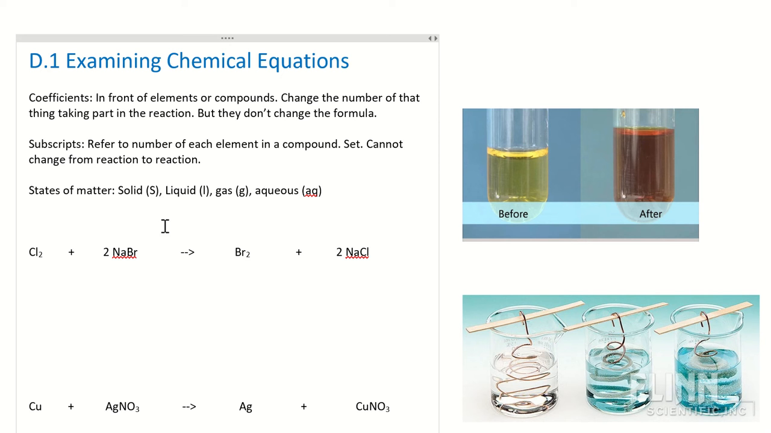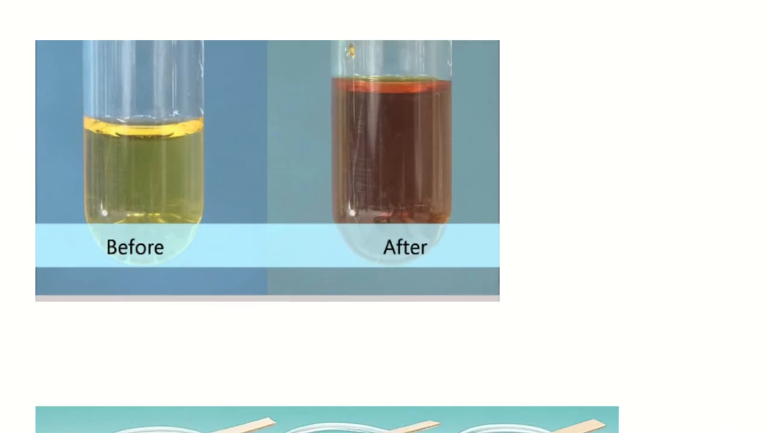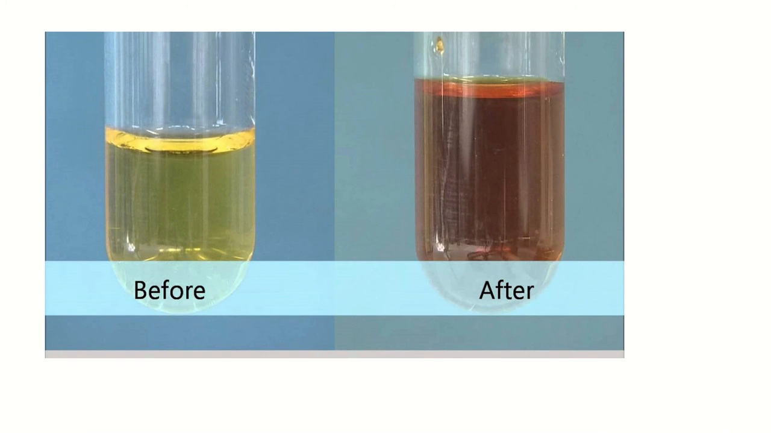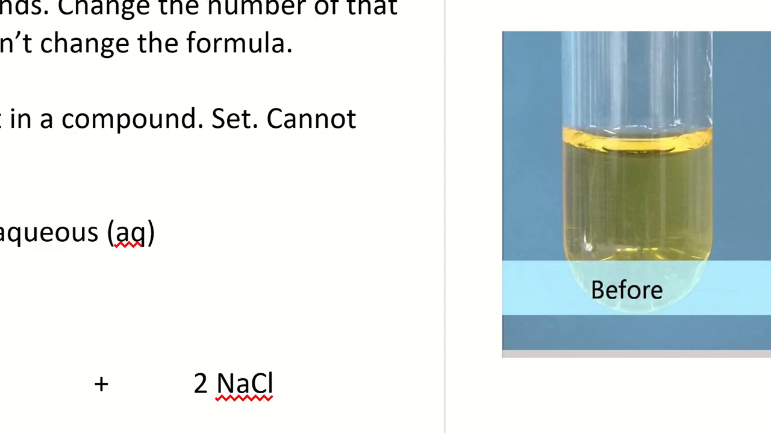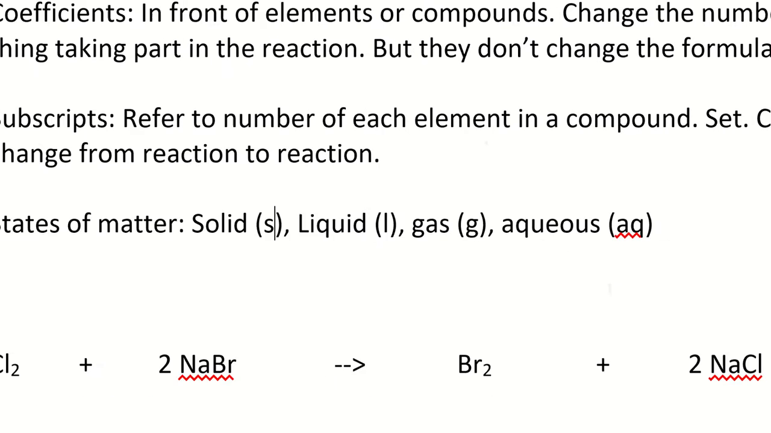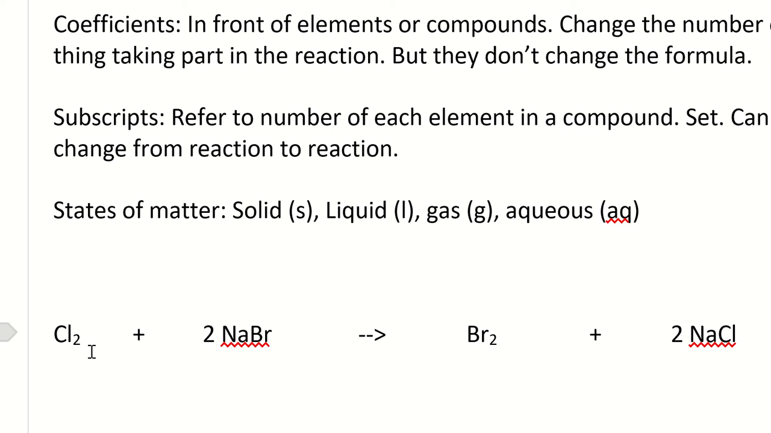So we want to denote the state of matter. We want to denote the number of atoms in a compound with the subscripts. We want to denote the number of things taking place in a reaction with coefficients. So let's look at a reaction. Here's our first reaction. We have a liquid that starts off yellow and ends up brown. This reaction is actually this right here. Chlorine reacting with sodium bromide to make bromine and sodium chloride.